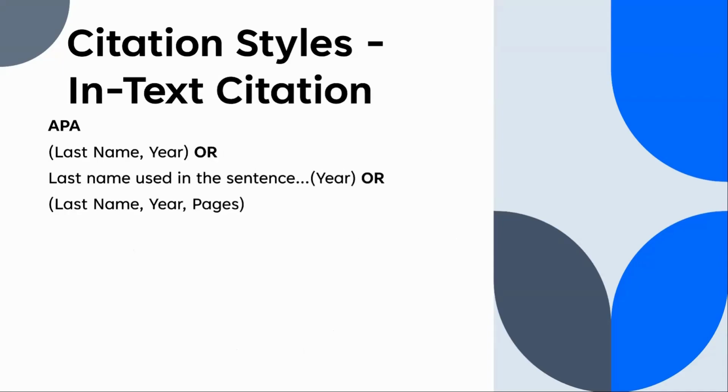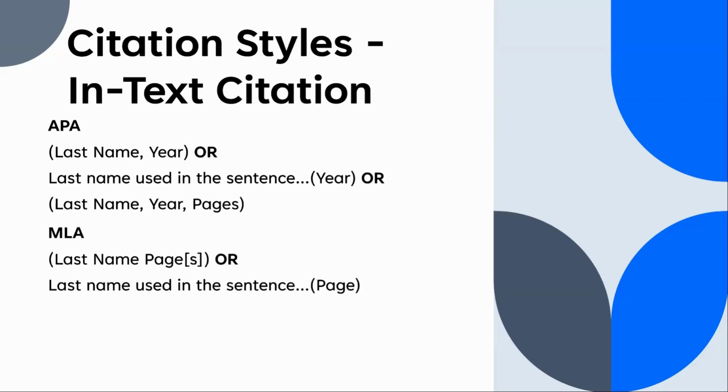And it's the same with in-text citations. So with APA, it's last name, comma, year within parentheses in the text, or you can use the author's name in the sentence and then just add the year in the parentheses. And then if you're quoting specific words that someone has said, the exact quotation, you do need to use quotation marks and then include the specific pages. MLA is similar, except instead of last name year, it's just last name pages.